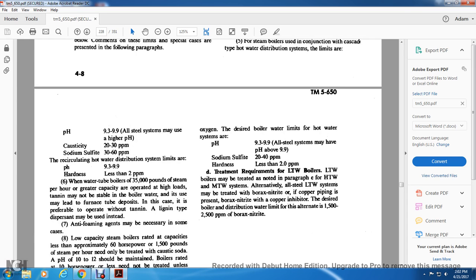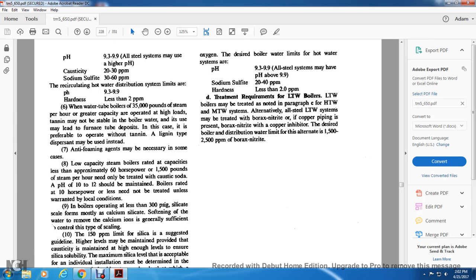6. Water tube boilers of 35,000 pounds of steam per hour or greater capacity operated with high loads may not be stable for the boiler water, and use may leave deposits in the furnace tubes. In that case, it is preferable to operate with tannin, and lanolin dispersion may be used instead. 7. Anti-foaming agents may be necessary in some cases.